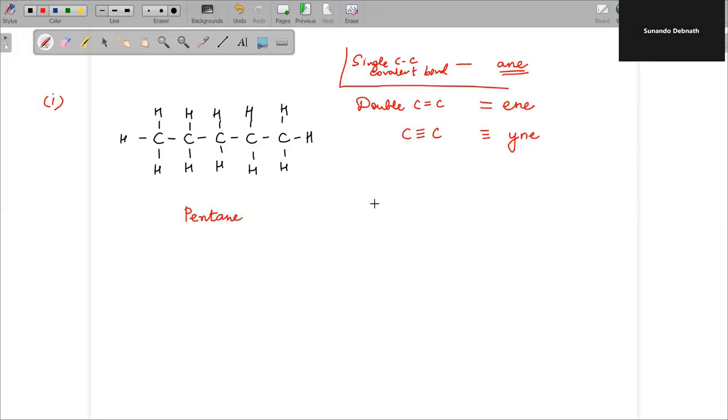Very simple, pentane. If there would have been any functional group to it, then we would be adding the functional group also in this name. But in this compound, there's no functional group. So it's very simple, it's pentane.